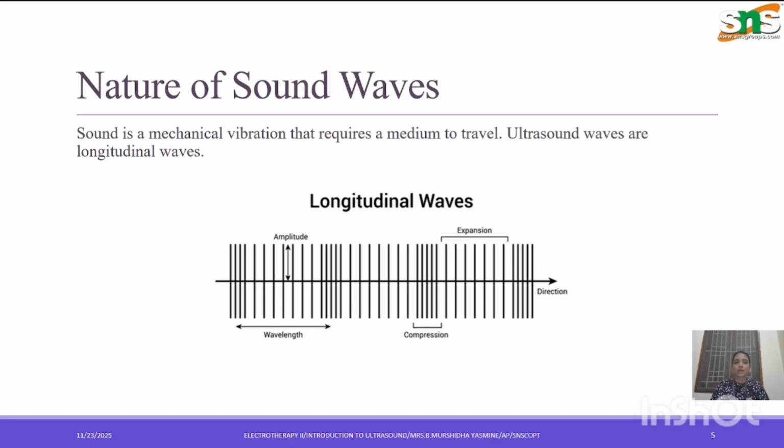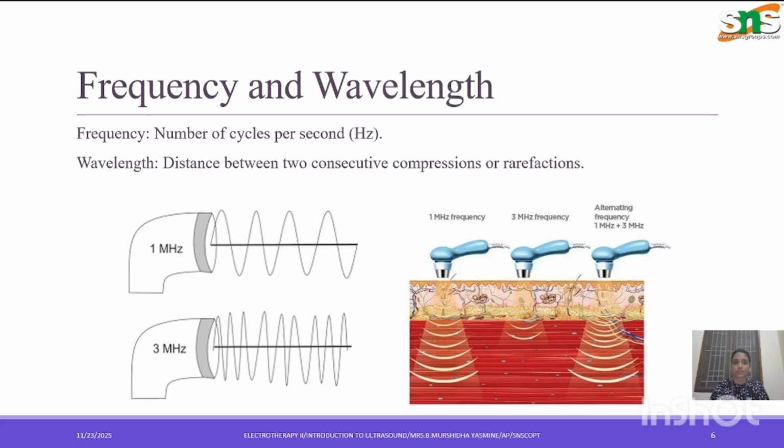Sound waves are mechanical vibrations that happen in a medium to travel as a sound wave. Ultrasound waves are longitudinal waves. The longitudinal waves are unidirectional and happen as a compression and rarefaction of the wave.